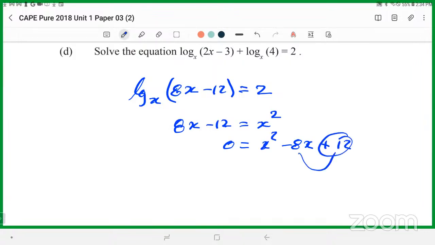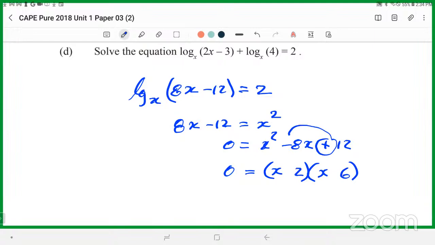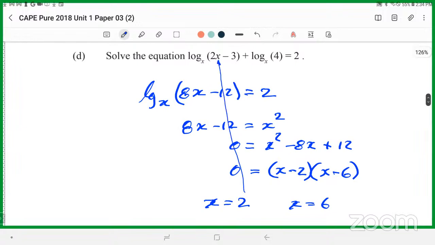Factors of 12 that add to 8 are 6 and 2. So I'm going to factorize this: x and 2 and 6. The two signs are the same, they are both negative. So we get x equals 2 from this, x equals 6 from that. Let's try the values now. If I plug 2 here, it's going to be okay. That works. If I plug 6 here, it's going to be okay. And basically, that is it. Those are my answers.